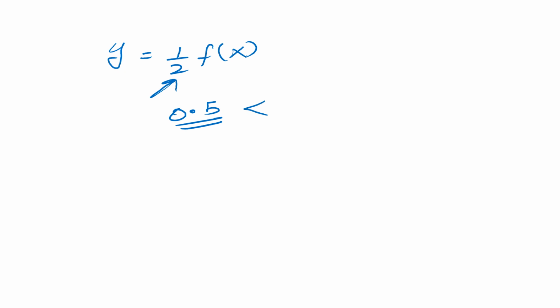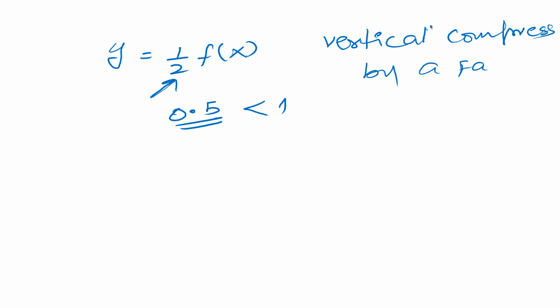Now, what will happen if A is half? Half means 0.5, so this number is less than 1. What does it mean? It means you are compressing the graph vertically. So, vertical compress by a factor of 0.5 or half.